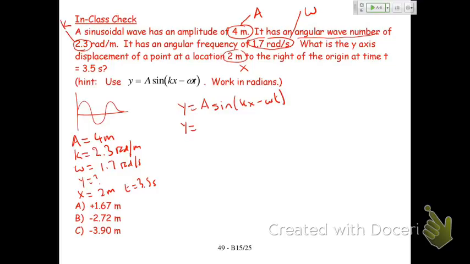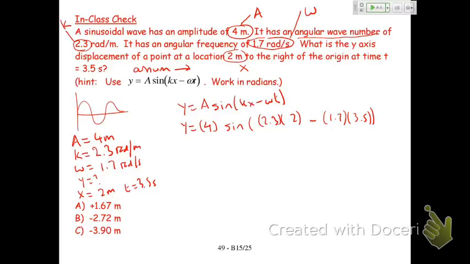It doesn't actually say which way the wave is travelling, and I should say that. So I'm going to assume it's travelling to the right, because I want to use that negative sign. If it was travelling to the left, I'd make that positive, so watch out for that. Then y is 4 sine of 2.3 times 2 minus 1.7 times 3.5.